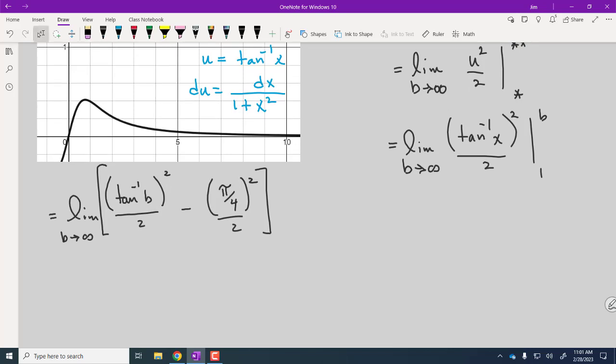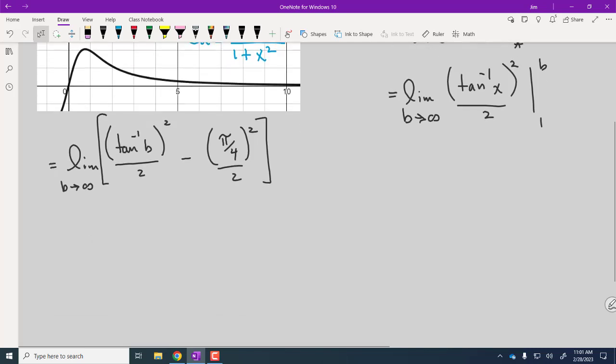And over here we have a constant. The limit of a constant is itself. In here, the limit of arctan b as b goes to infinity goes to pi over 2. Love it. So this is going to be pi over 2 quantity squared over 2. We can multiply that out now, so that's going to be pi squared over 32.